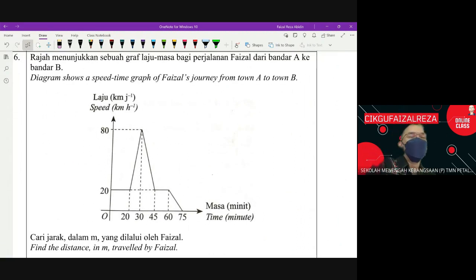The diagram shows a speed time graph of Faizal's journey from town A to town B. Find the distance in meter traveled by Faizal. How did we want to relate this one? This one totally for our chapter 9. The question we are going to answer is to help him find the distance over here.